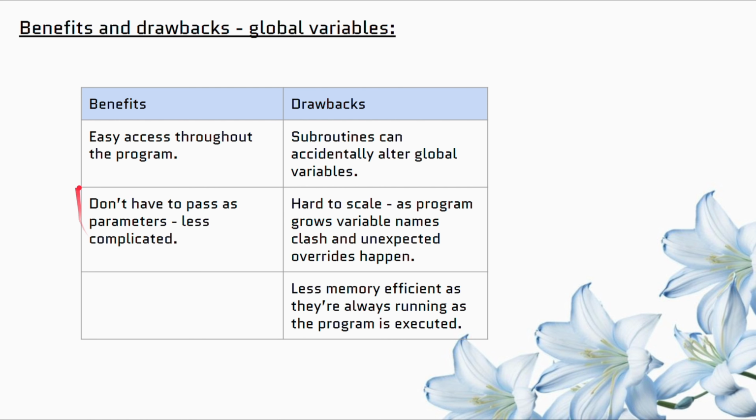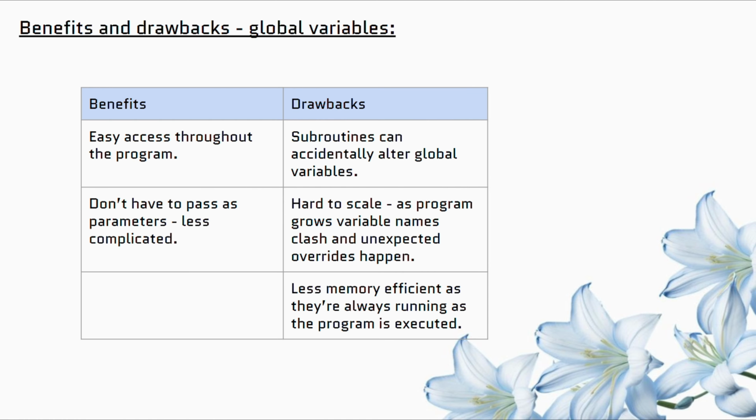And this benefit kind of ties into this one, but you don't have to pass this parameter. Your code's going to be less complicated, less parameter heavy, it's easier to write and maintain. There is an issue with debugging though, which is here. Anyways, subroutines can accidentally alter global variables. Both of these are about debugging in a sense.